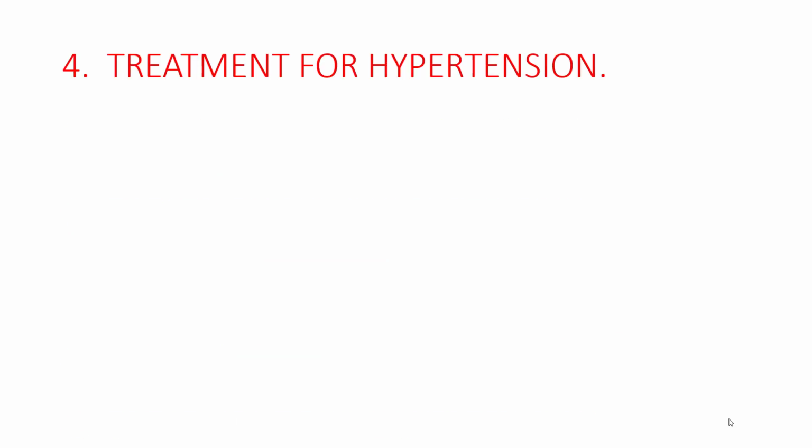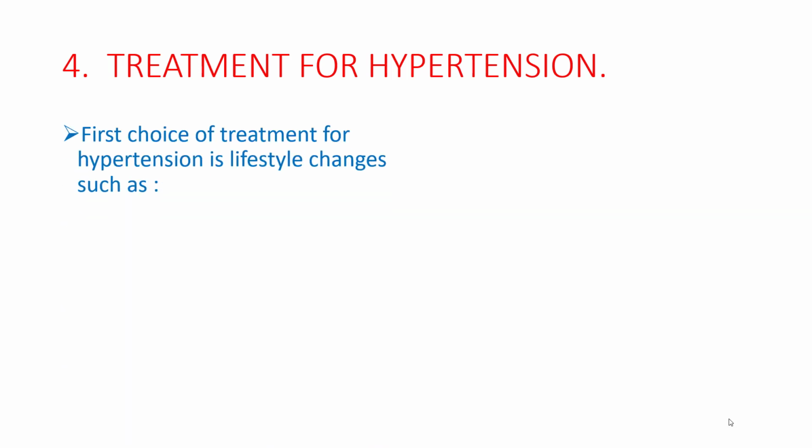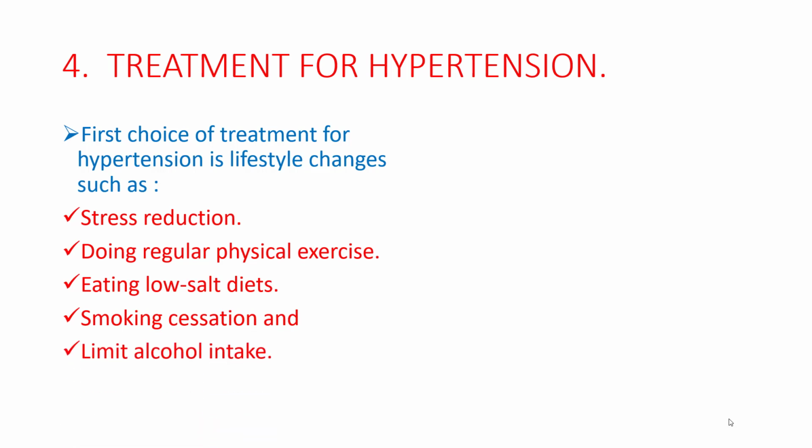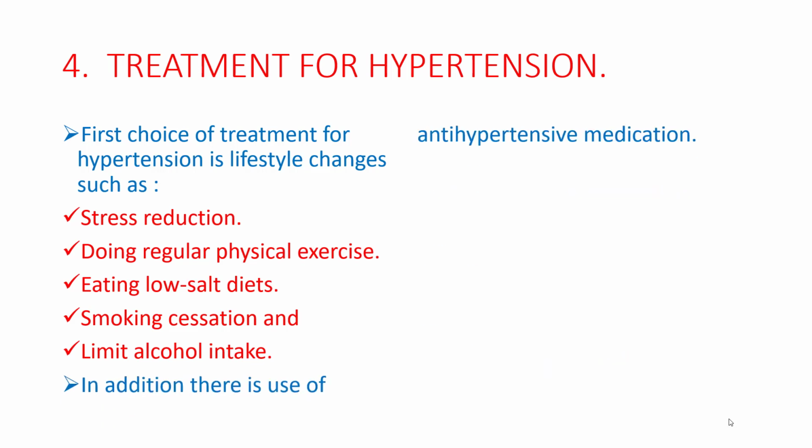Now, finally, we want to talk about treatment for hypertension. So the first choice of treatment for hypertension is lifestyle changes such as stress reduction, doing regular physical exercise, eating low salt diets, smoking cessation, and limit alcohol intake. In addition to lifestyle changes, there's use of antihypertensive medication.